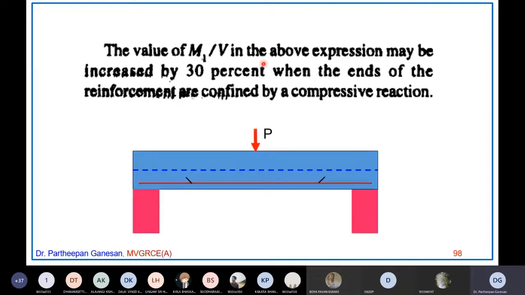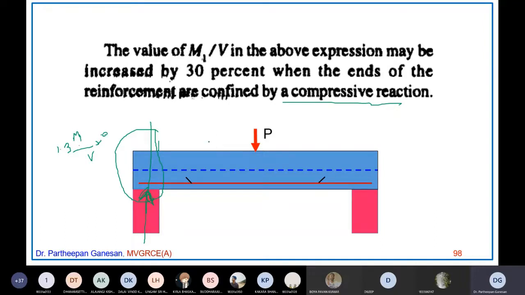Now what does this mean? For example, I have a simply supported beam and I am checking the development length at the support here. Obviously this tension reinforcement will be subjected to an upward reaction here, and the beam is subjected to external load. So this bar is subjected to compression, the ends of the reinforcement are confined by a compressive reaction. So at that time, when finding the development length here, I will use 1.3 M1/V + L0.